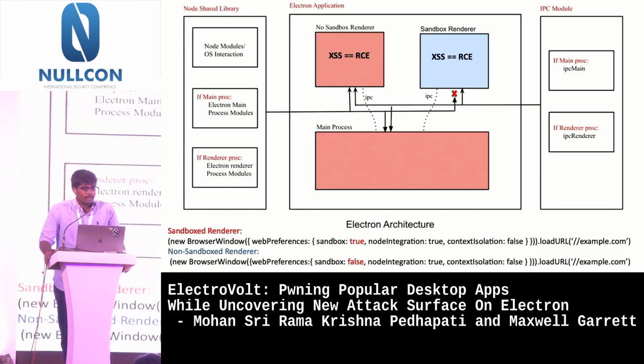The less restrictive the web preferences are, the more vulnerable your desktop application will be. So you should always enable sandbox, disable node integration, and enable context isolation. As you can see on the slide, the browser window is created with sandbox disabled, node integration enabled, and context isolation disabled. This is the least restrictive Electron application. So XSS in this Electron application will be equal to RCE. So it is never good to use these web preferences.